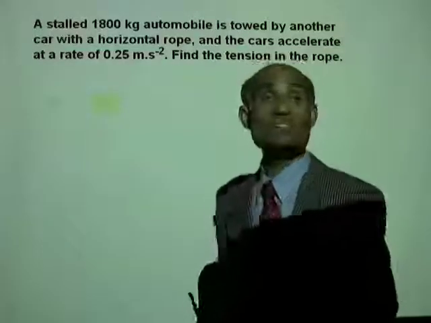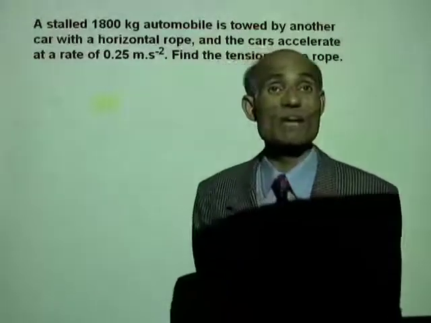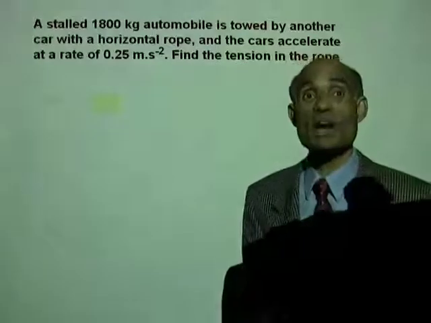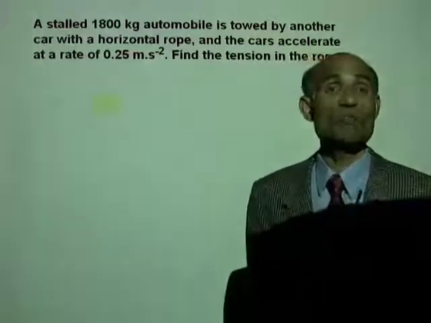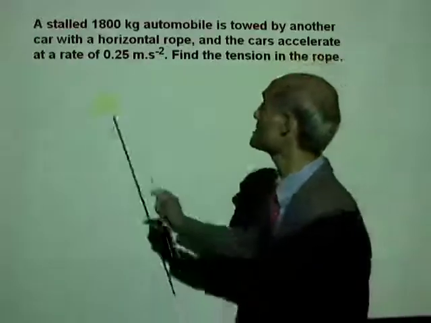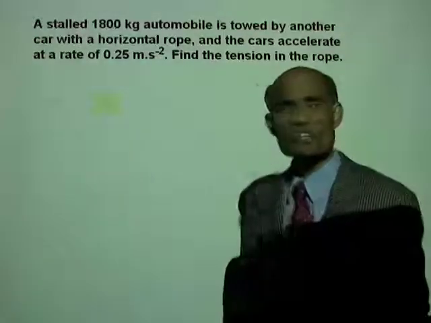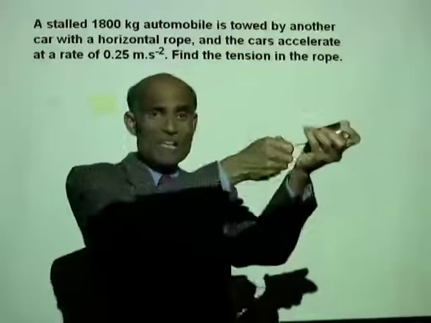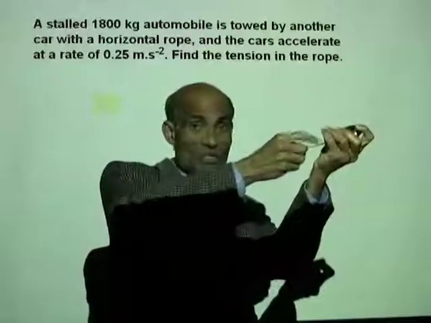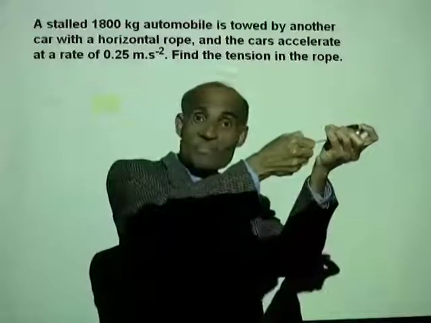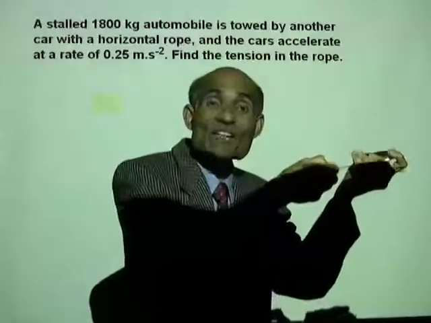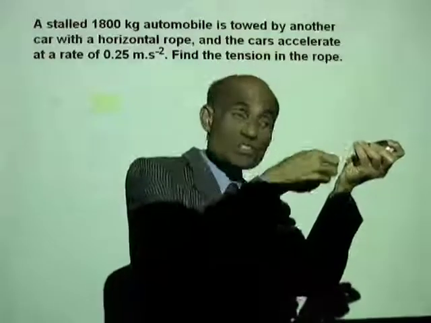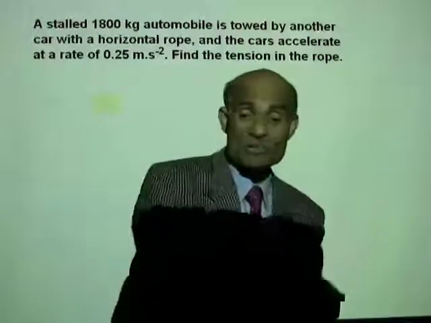A stalled 1800 kilogram automobile is towed by another car with a horizontal rope, and the cars accelerate at the rate of 0.25 meter per second squared. Find the tension in the rope. So, when a stalled car is being pulled by another car using a cable, the tension in that cable is the net force. The net force to produce the acceleration is actually that tension force.